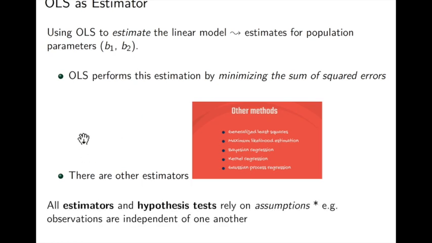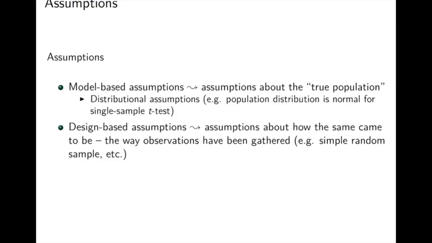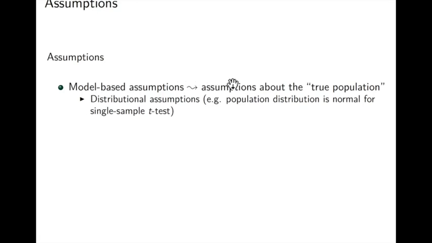So all estimators and hypothesis tests rely on assumptions. For example, you usually maintain that observations are independent of one another. So what are the assumptions of ordinary least squares? Well, there are two categories of assumptions in statistics. The first of which are model-based assumptions. These are assumptions about the population. We saw some of these last term and this term. For example, some tests, like the single sample t-test, make assumptions about how a variable is distributed in the population. For example, the single sample t-test assumes that the population distribution is normal.